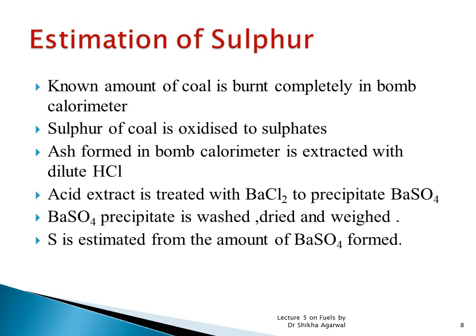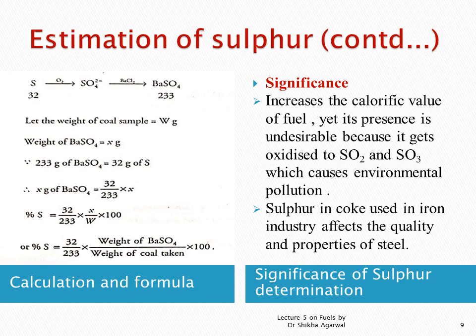Now when this coal is burnt in the bomb calorimeter, the sulfur gets oxidized to sulfates. Whatever ash is formed is extracted with dilute hydrochloric acid. Then this acid extract is treated with barium chloride. When you treat it with barium chloride, barium sulfate will precipitate out. We dry this barium sulfate precipitate and take its weight. Once we know how much barium sulfate is formed, we can find out how much sulfur was there in the coal sample. How that is done, let us see.